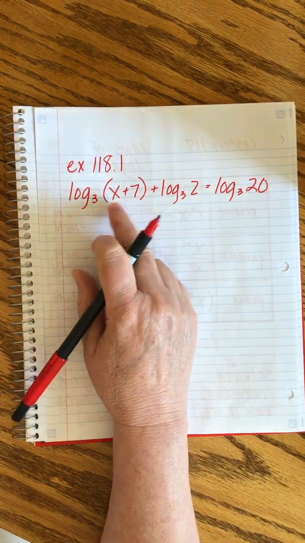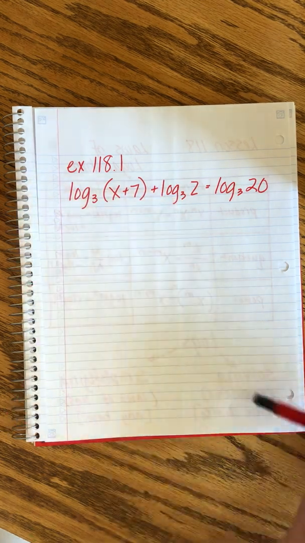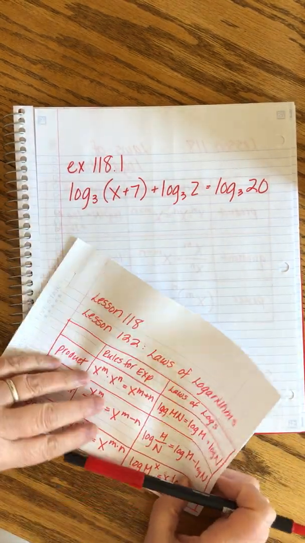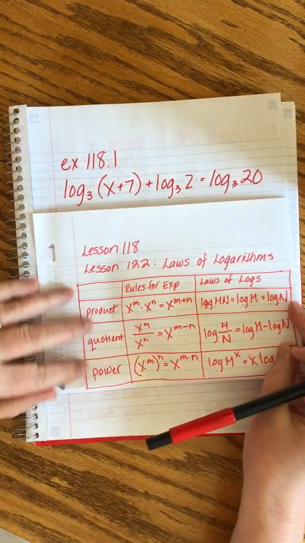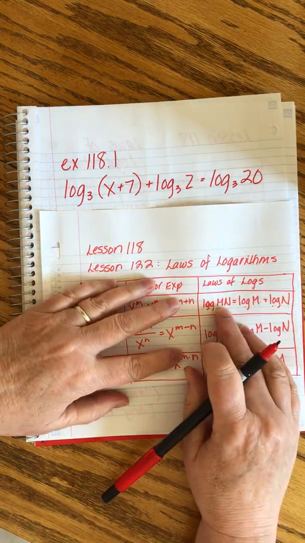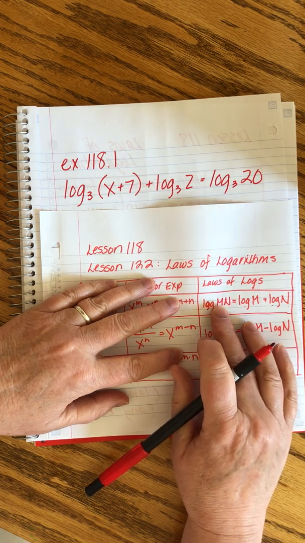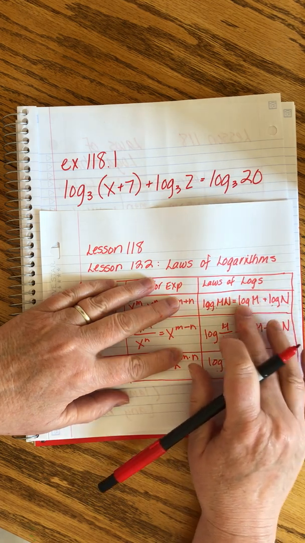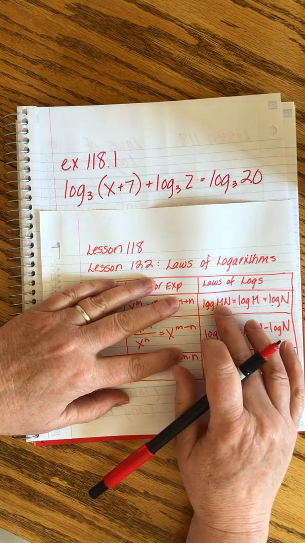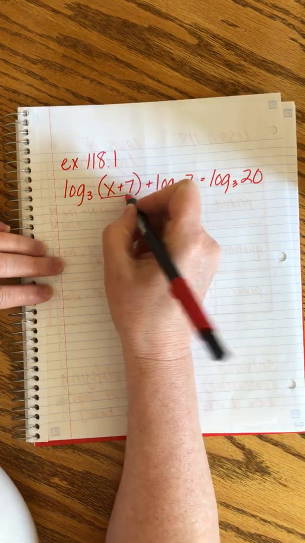But we look at this and we go, okay, we're adding 2 logs. Wasn't there something about when you're adding 2 logs? So we go back and we look at our chart here, and we go, oh, it's right here. If you're adding 2 logs, you can multiply. We call this part the argument. We can turn them into a single log expression and multiply the arguments. So the arguments are x plus 7 and 2.